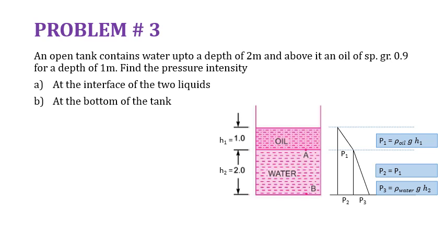So the pressure at the interface of the two liquids, pressure at A, is equal to P1, while at the bottom, PB is P2 plus P3.